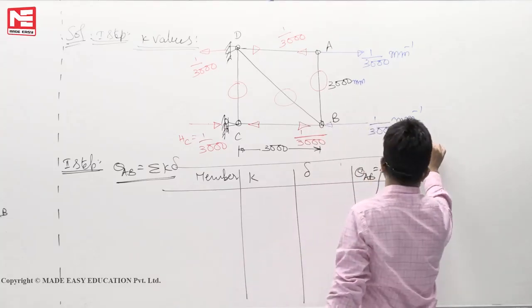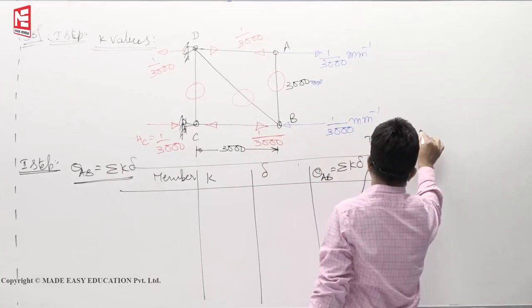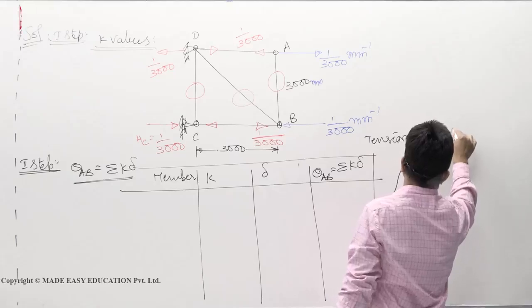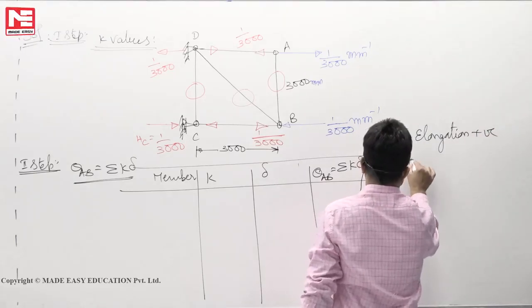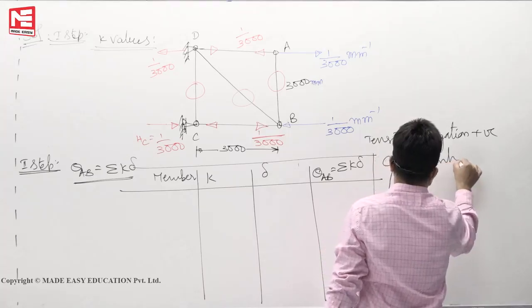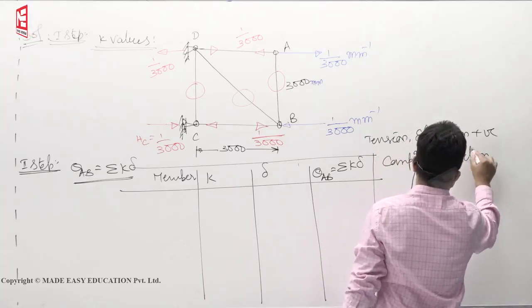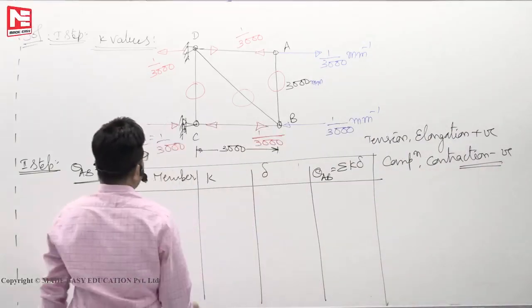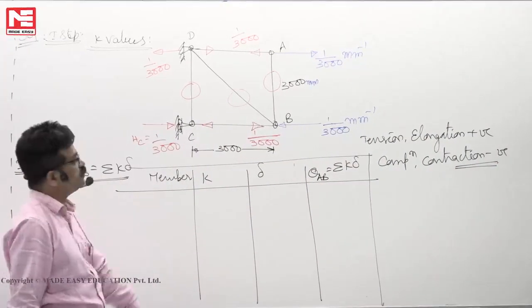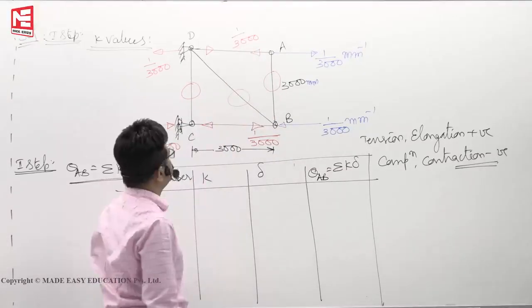Sign convention again: tension corresponds to elongation, or positive. Compression corresponds to contraction, or negative. Okay, how many members do we have to list? You see, these three are 0, so only 2 you have to take.